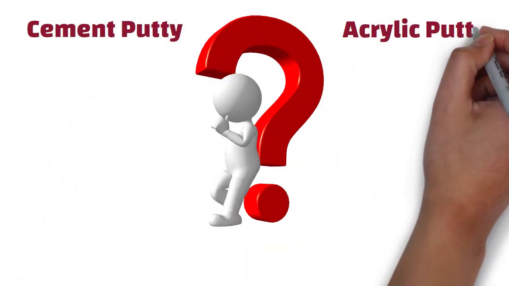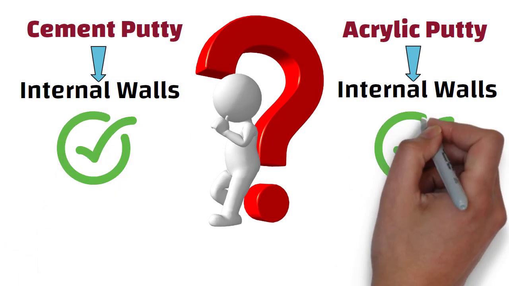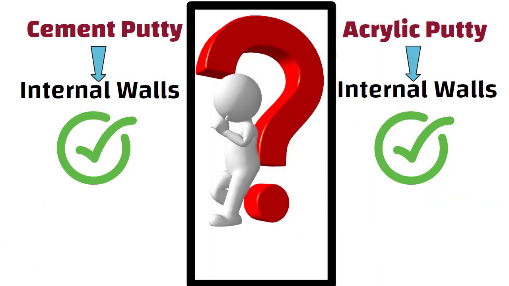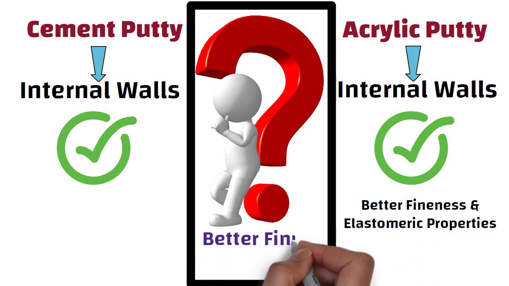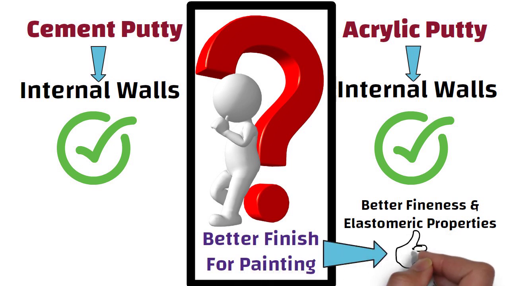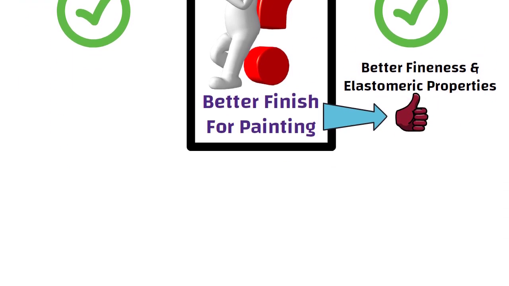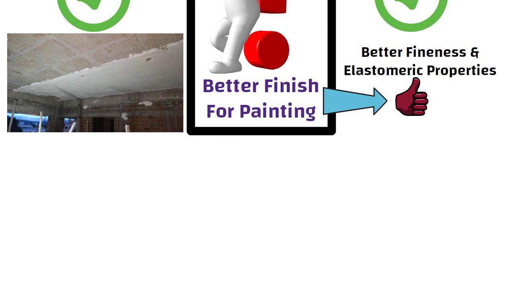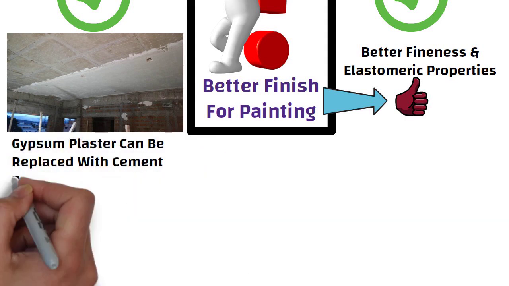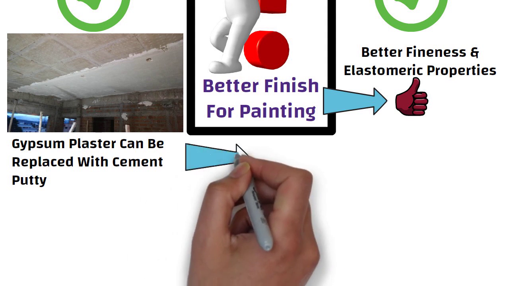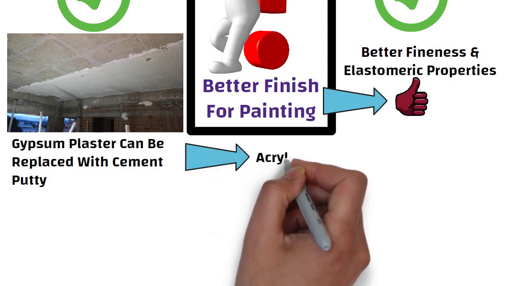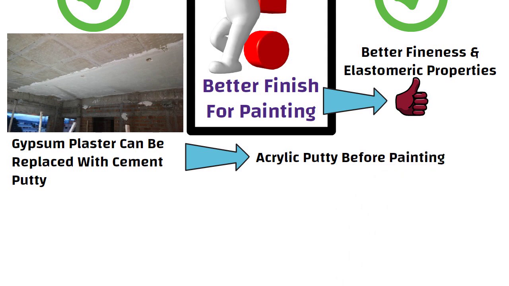So here the question is, if we can use both type of putty on internal walls, then which one is better? Basically, acrylic putty has a better fineness and elastomeric properties, so if you want a better finish for painting, then acrylic wall putty is better. Also for ceiling, you can replace gypsum plaster with cement based putty. But again, if you want to paint your ceiling, then you have to apply acrylic putty before painting.